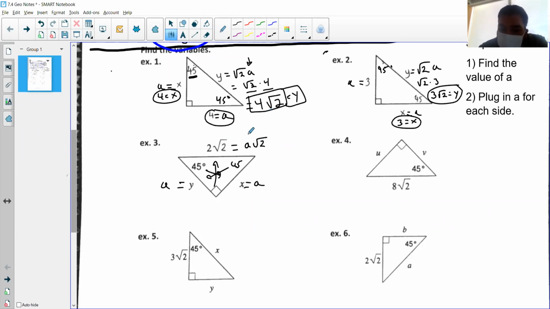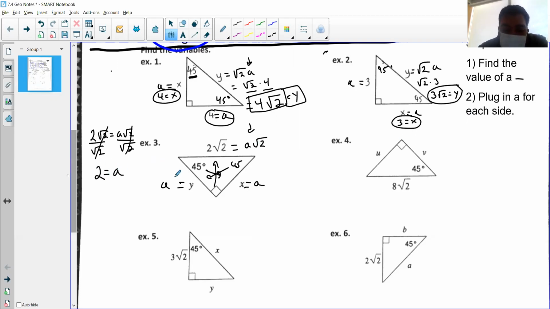So what's weird is A is not by itself in this situation. So what we need to do is solve for A. What I'm going to do on the side is set up 2 root 2 equals A root 2. Now, A times root 2, I want to get rid of the root 2 here. So I'm going to divide by root 2 so I can cancel it out. I have to do it to the other side. But what's perfect is that this cancels out also. So what we're left with is 2 equals A. Since 2 equals A, we finished our first part, find the value of A.